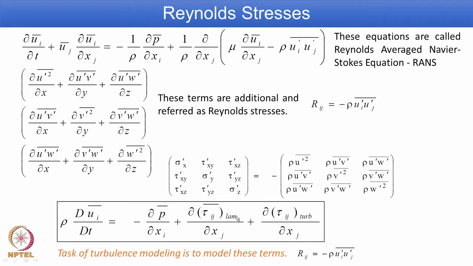Now, the job is to model these unknown terms. There are 6 additional stress terms, and the procedure to model these 6 additional stress terms is what is known as turbulence modeling.